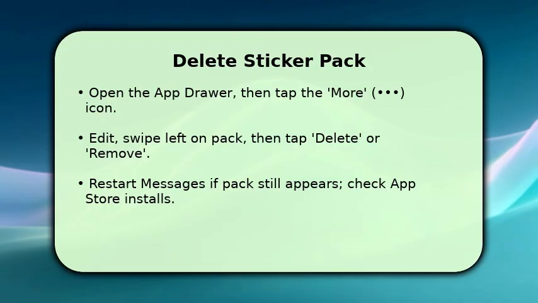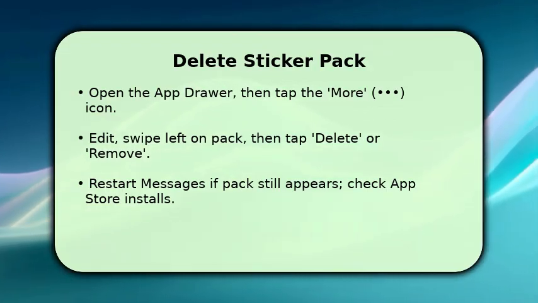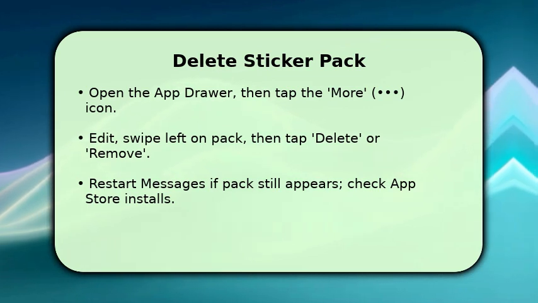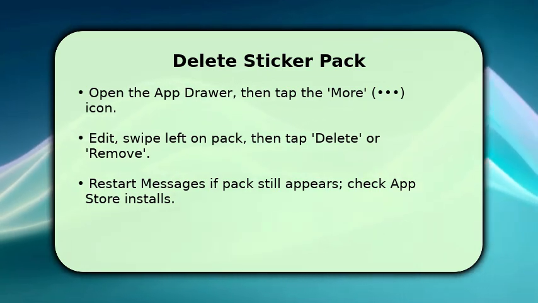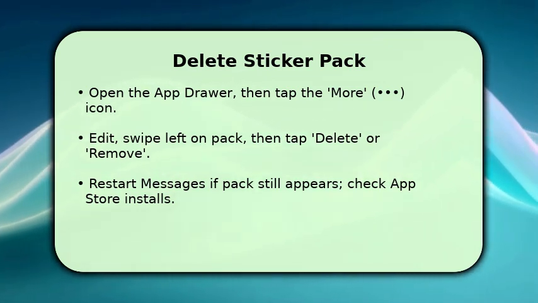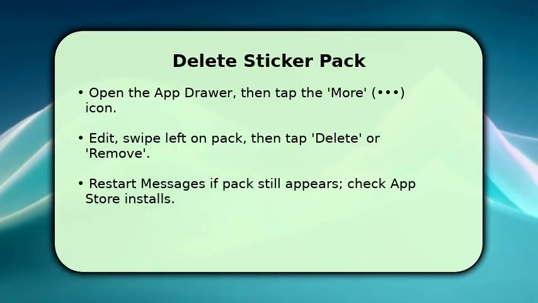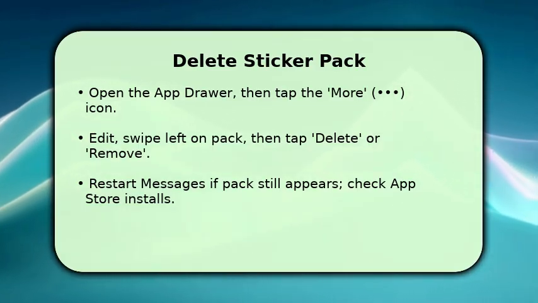To remove an entire sticker pack, open the app drawer and tap the More icon, 3 dots, which lists installed iMessage apps and sticker packs. Tap Edit, then swipe left on the sticker pack name and choose Delete or Remove to uninstall it from Messages. This frees space and cleans your app row.